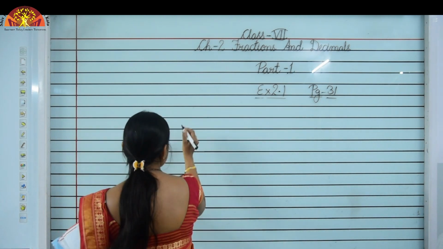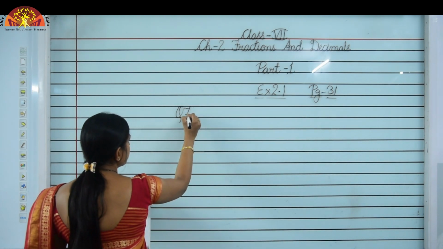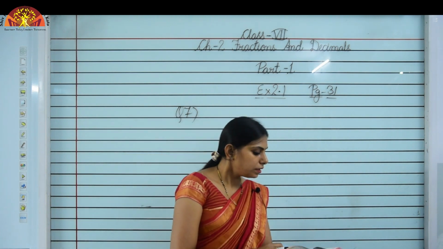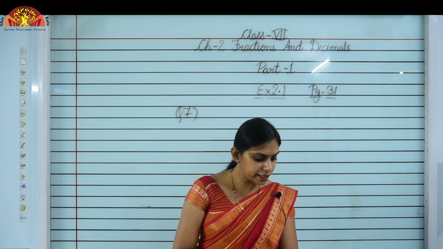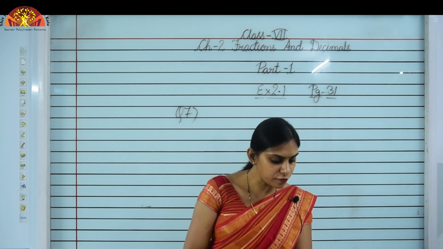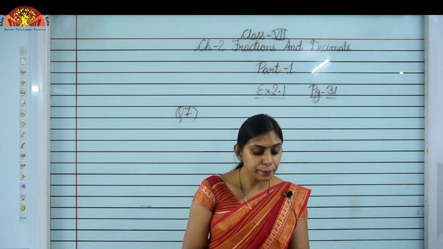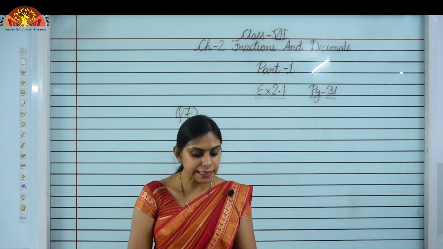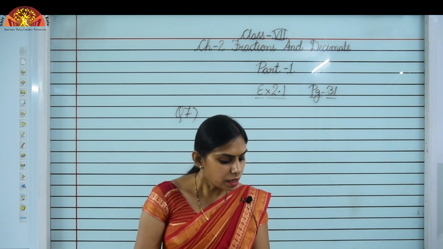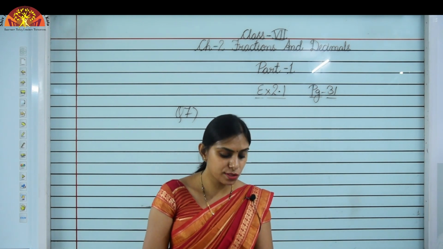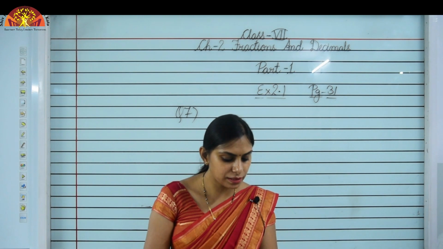Now just see question number 7. What is given over here? Ritu ate 3 upon 5 part of an apple, and the remaining apple was eaten by her brother Somu. How much part of the apple did Somu eat? Who had the larger share?